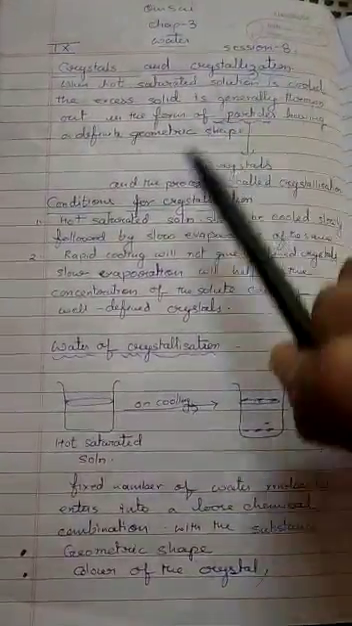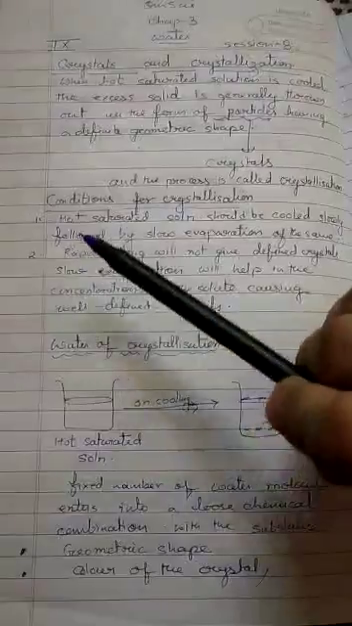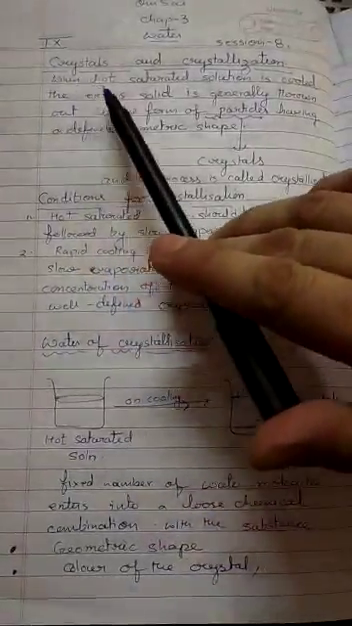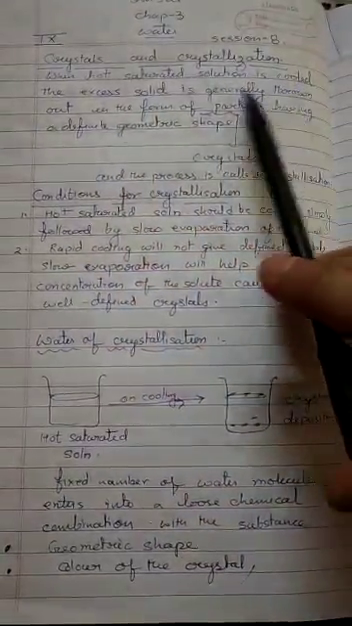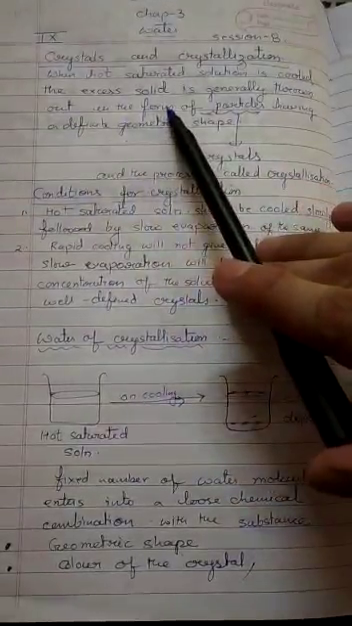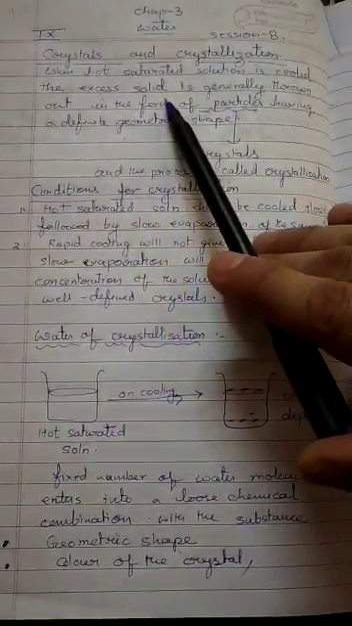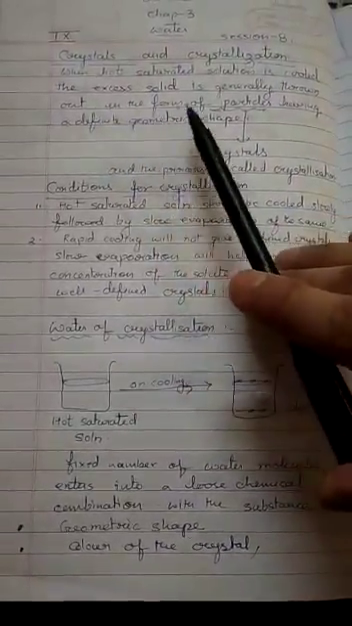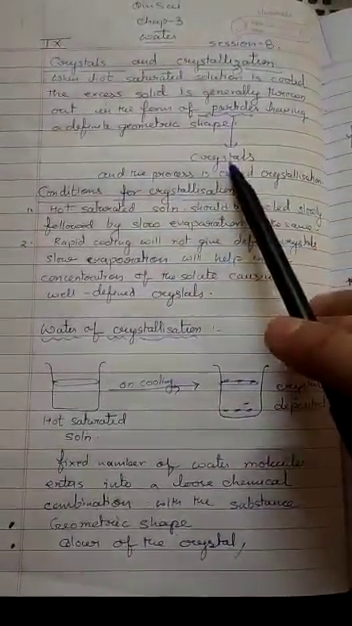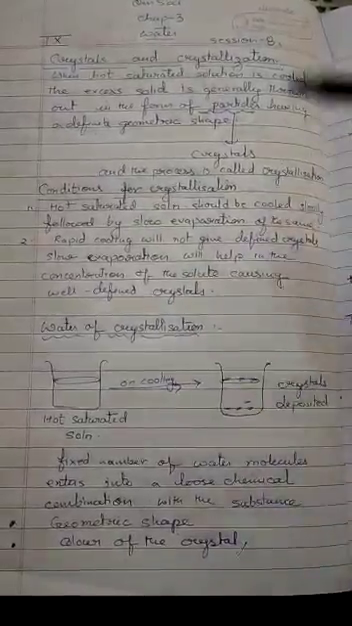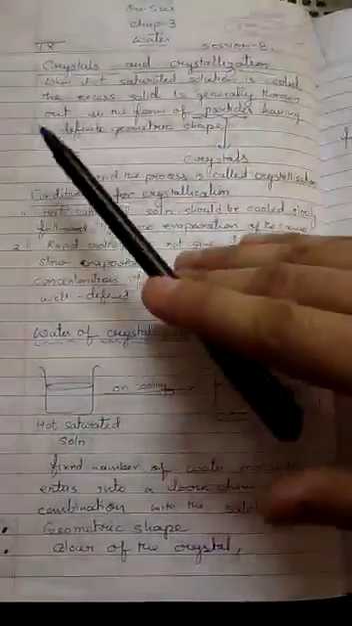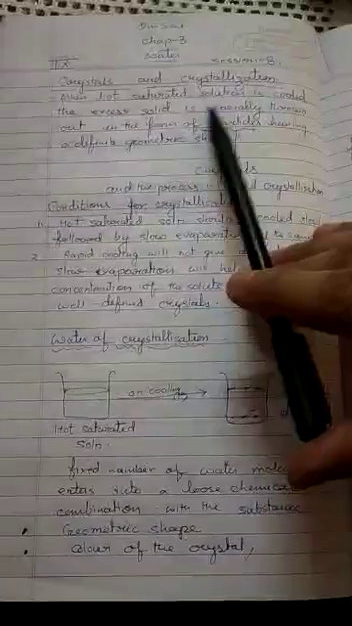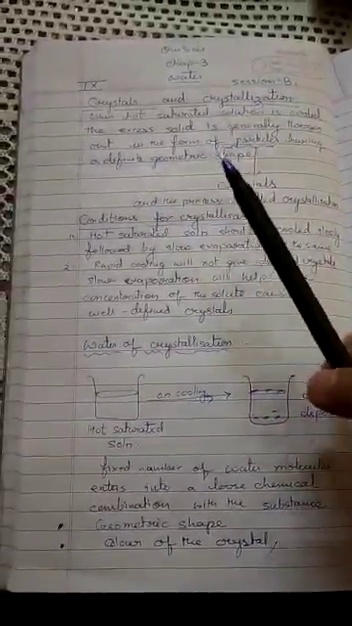This is session 8, crystal and crystallization. Now, when a hot saturated solution is cooled, the excess solid present in it is thrown out in the form of particles, and these particles are called crystals. The whole process of formation of crystals when a hot saturated solution is cooled is called crystallization.